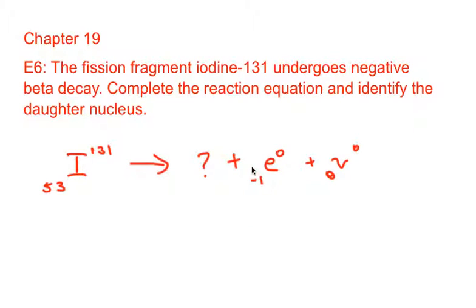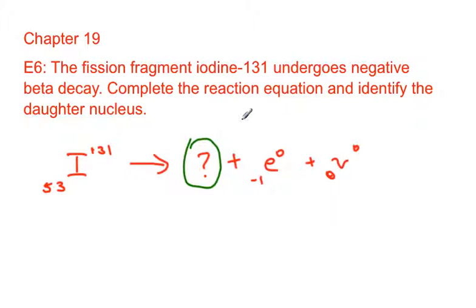Okay, let's do a problem from chapter 19. The fission fragment iodine 131 undergoes negative beta decay. Complete the reaction equation and identify the daughter nucleus. Okay, so this will be our daughter nucleus right here.